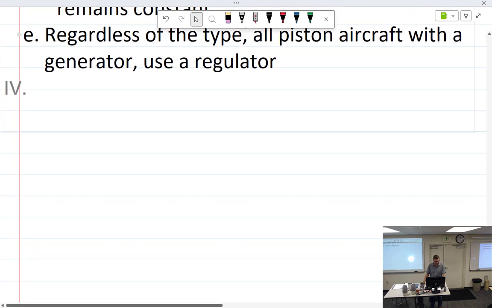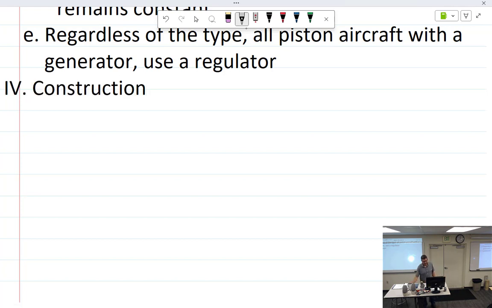All right, let's talk about the construction. We kind of understand how they work. Let's talk about some of the nomenclature of it. An electrical engineer, I'm sure, could, but we're not going to. It's beyond our scope. All right, construction. What are the parts of this? Well, the heart of the whole thing is the armature.